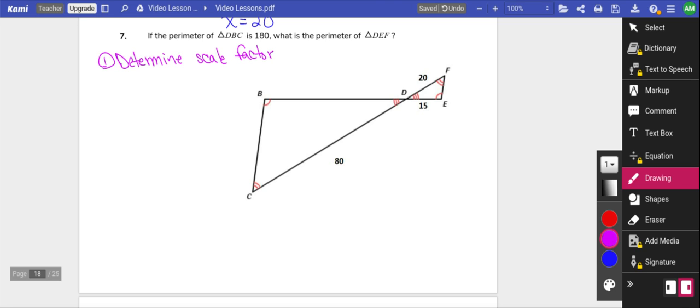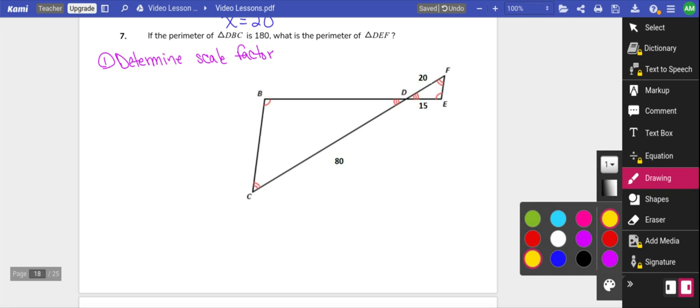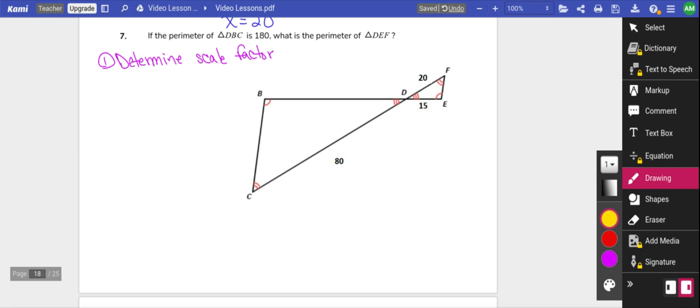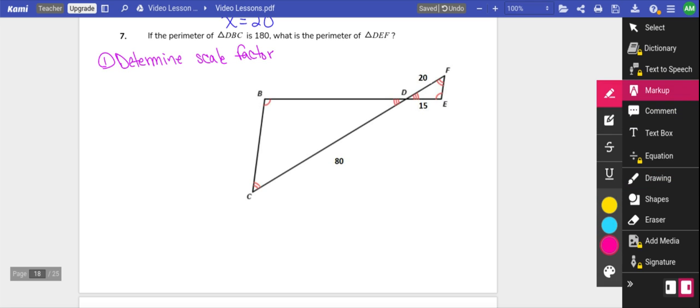In triangle DBC, there is only one side labeled, and it's labeled 80. Oh, sorry, that was supposed to be a highlighter. Let's try that again. In the other triangle, I have 2 different sides labeled. Which goes along with the 80? Is it the 20 or the 15?